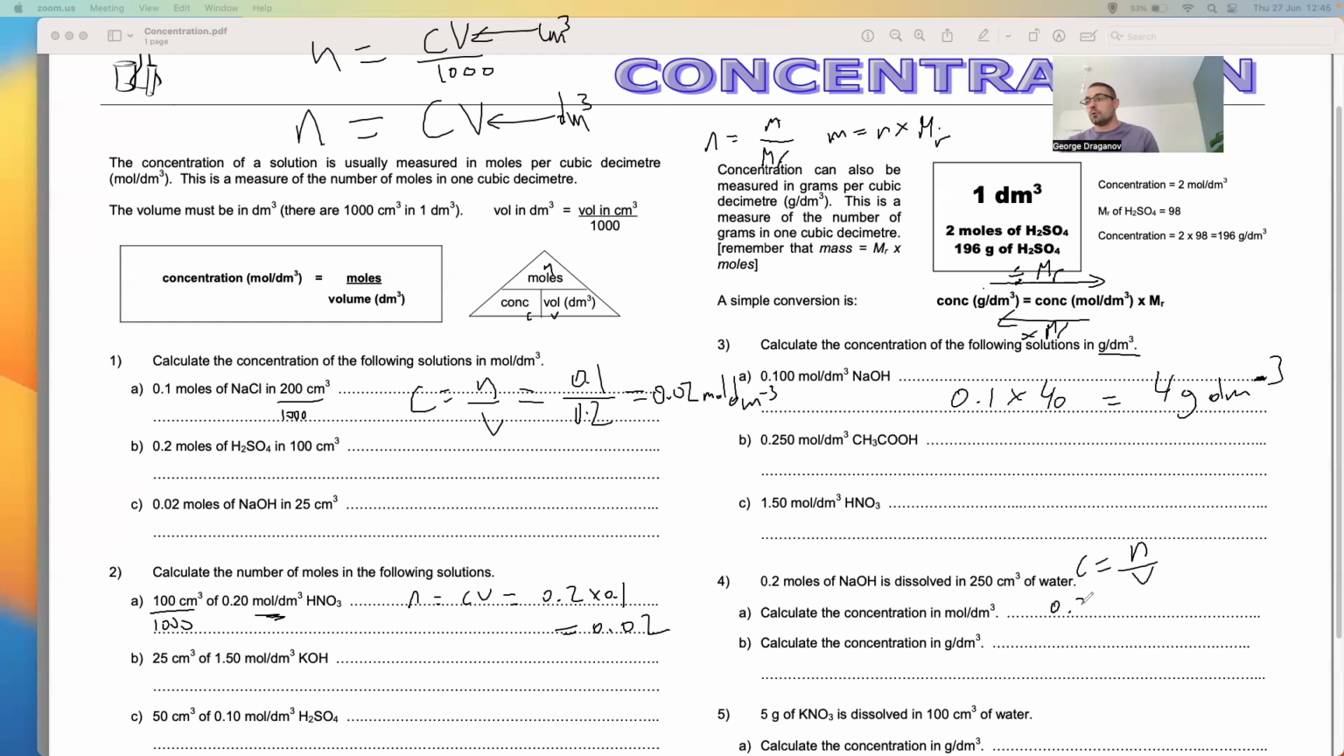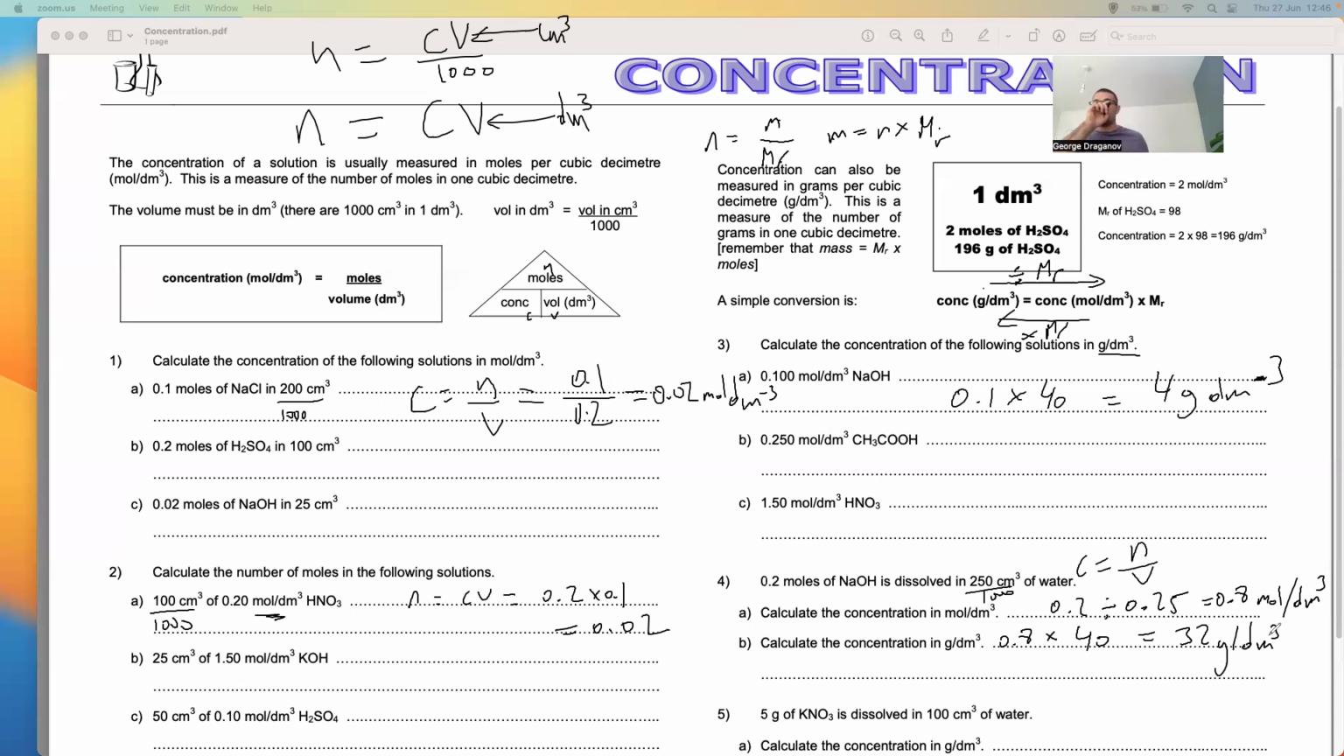So moles is 0.2 divided by, now remember, this has to be in decimeter cubed. So that's 0.25 when you divide it by 1,000. So that will give you a final answer of 0.8 moles per decimeter cubed, if you like. Now, to make it into grams per decimeter cubed, you just times the 0.8 by the Mr, which we already worked out was 40. So that will give you an answer of 32 grams per decimeter cubed.